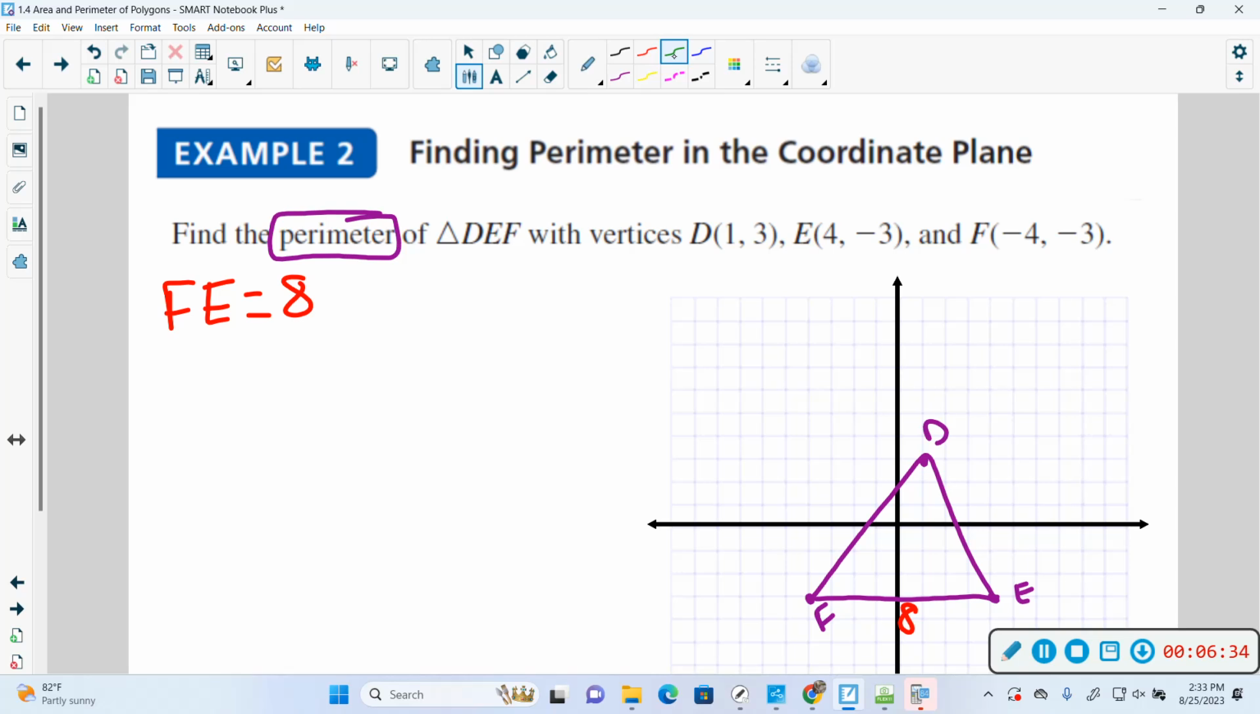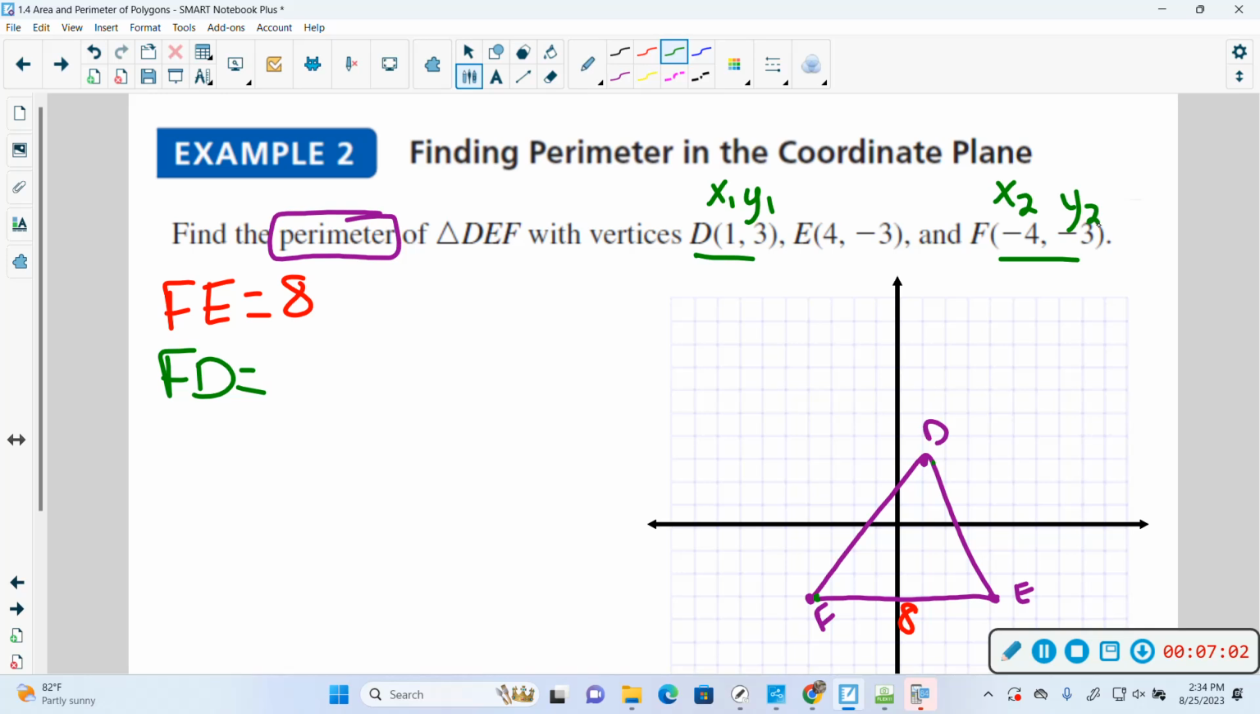I'm going to do FD next. Of course, since it's on the slant, I can't just try to count how many squares are in here. I need a more exact number. So here's the worst part of today's lesson. To find the length of that, I'm going to have to do distance formula. Okay, all right. So from F to D, we're going to do our distance formula.